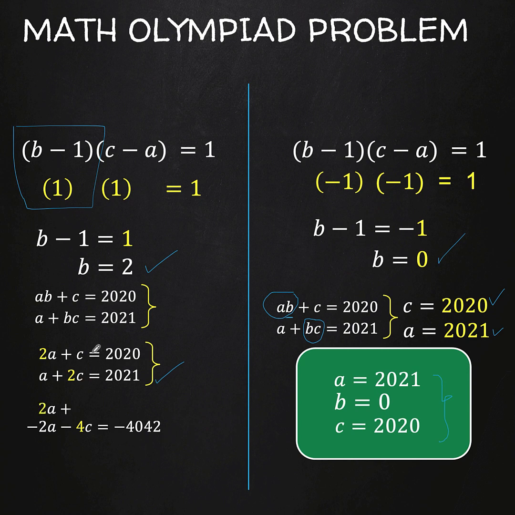Then just copy the first equation. Then solve this by elimination. 2a minus 2a is 0. 1c minus 4c is negative 3c.